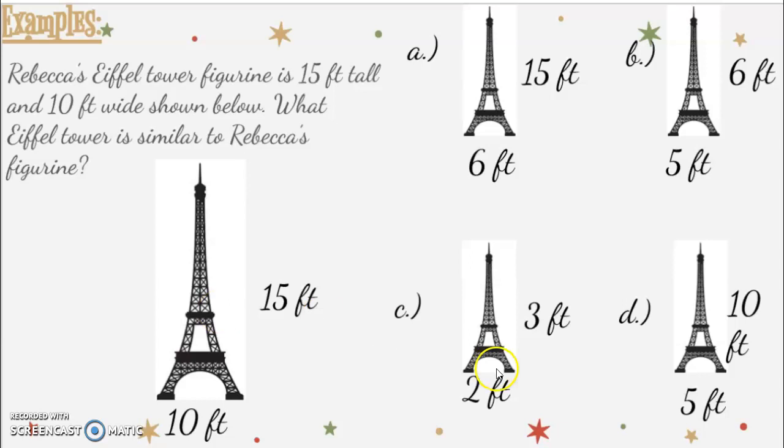So now what we're going to do is practice a problem. Rebecca's Eiffel Tower figure is 15 feet tall and it's 10 feet wide. What Eiffel Tower is similar to Rebecca's figure? Similar, remember, is either increasing the same amount on both sides or decreasing, meaning multiplying to make it larger or dividing to make it smaller. So let's start here with A.